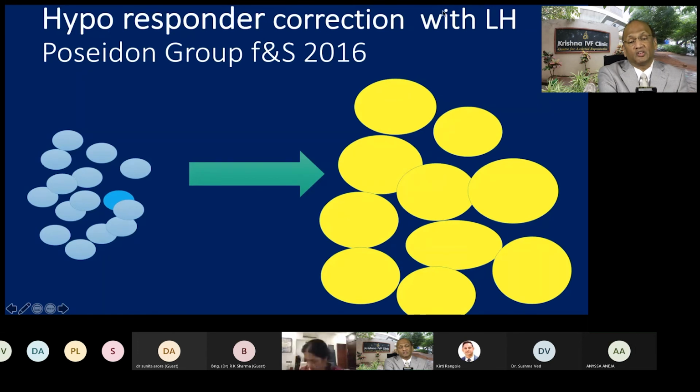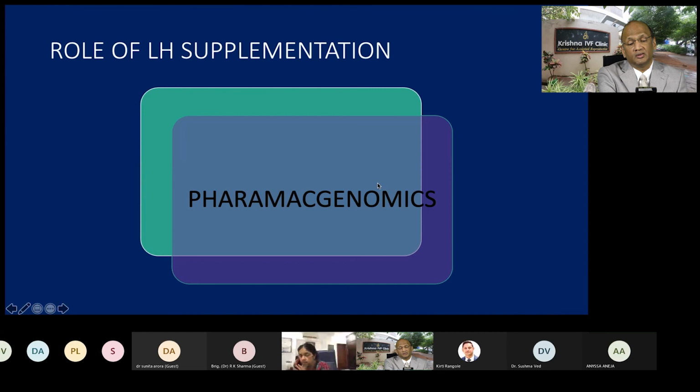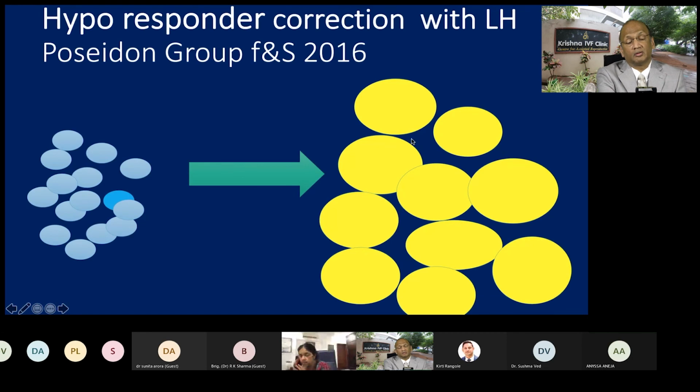In a hyporesponder with LH supplementation in the right patients in group 1 and group 2, you get what you get. That means when the number of eggs is more, you get an adequate number, because the LH rescues the cycles. This is how that rescue happens. I will be coming forward in the next slide.